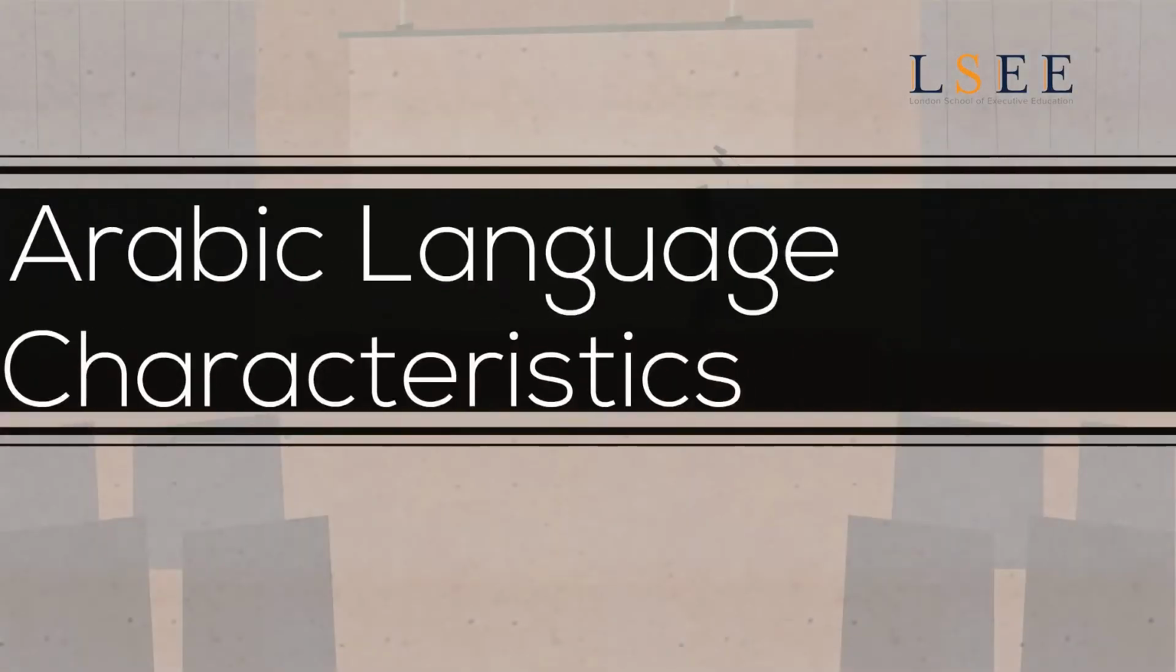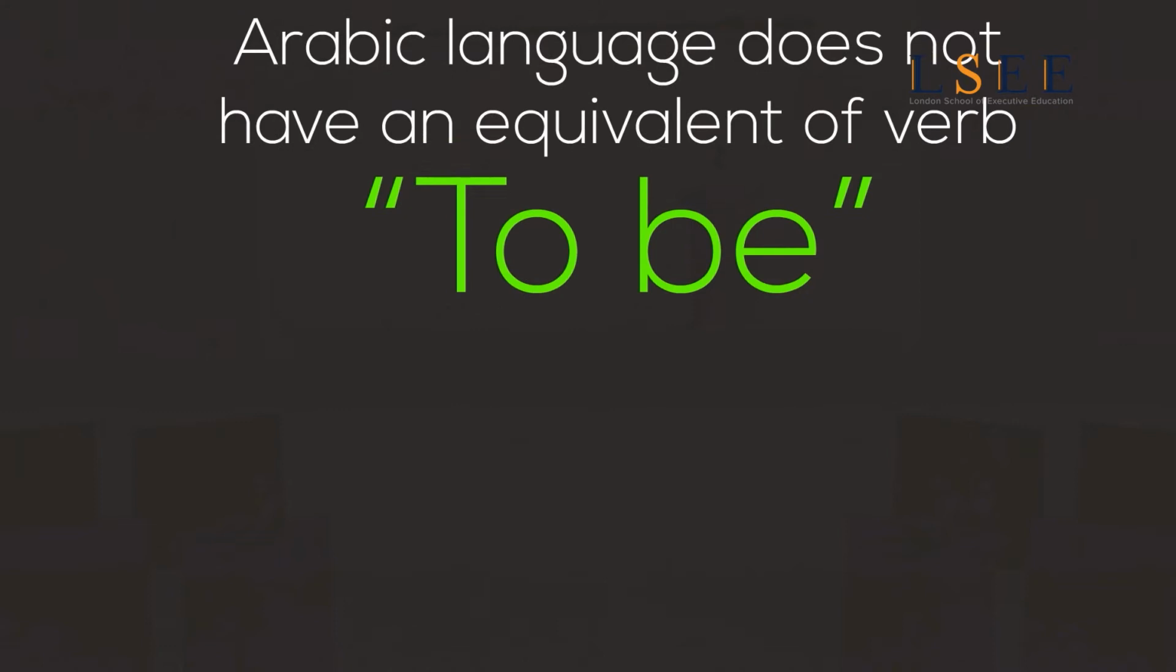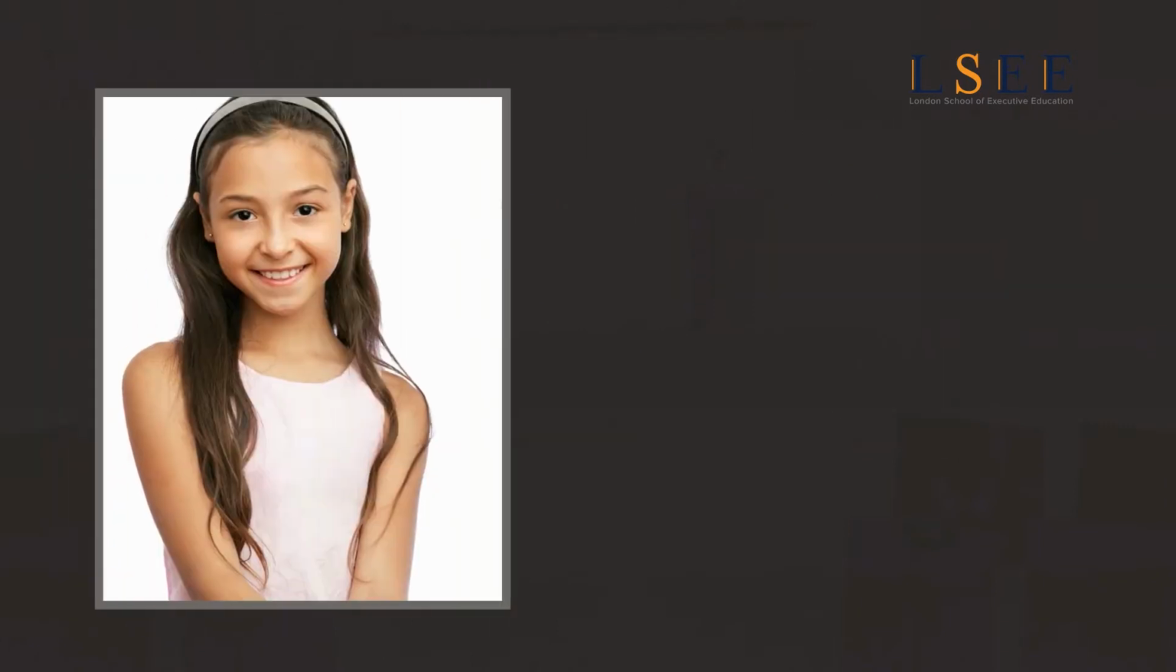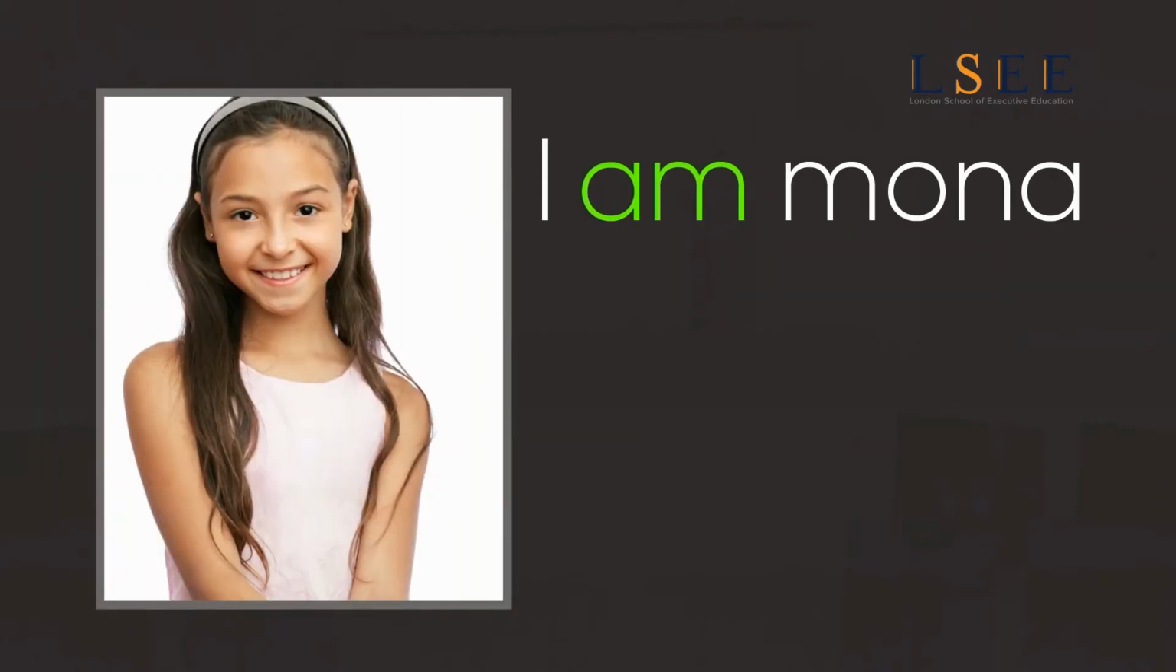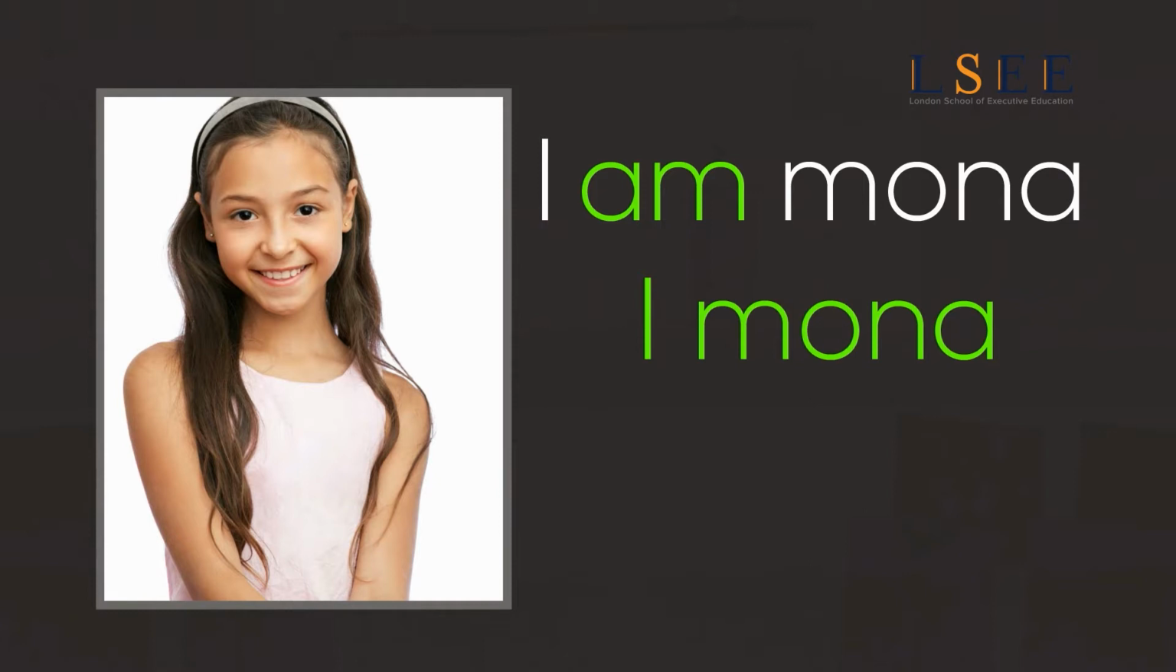Welcome to Characteristics of the Arabic Language, Part 1. Arabic language, as any other language, has its own characteristics. For example, Arabic does not have an equivalent of verb to be in the present tense. This means no am, is, or are in Arabic. To say I am Mona, we say Ana Mona, which is translated to I Mona, no am.